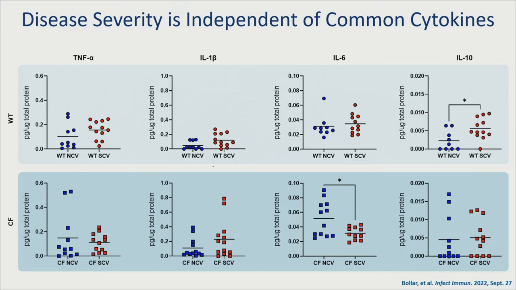Finally, we looked at the cytokines that may be driving this inflammation, and we looked at TNF-alpha, IL-1 beta, IL-6, and IL-10 in both our wild type and CF animals. And what we found both for TNF-alpha and IL-1 beta was that no differences arose in either animal model with our SCV infection. We did see in our CF animals a significant decrease in IL-6 specifically with SCV infection, which again may play into that macrophage detection issue as it may be an activator of the macrophages that are present. But of course, we need to look into that further to say anything conclusive.